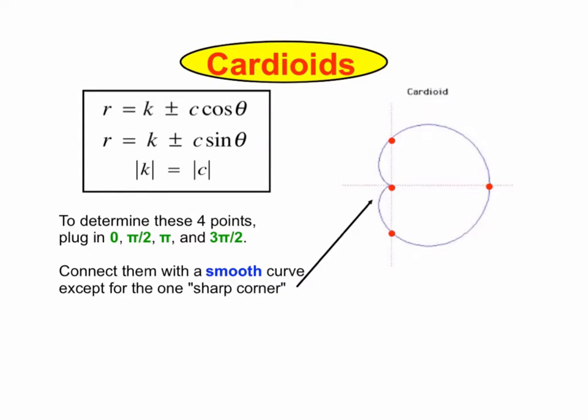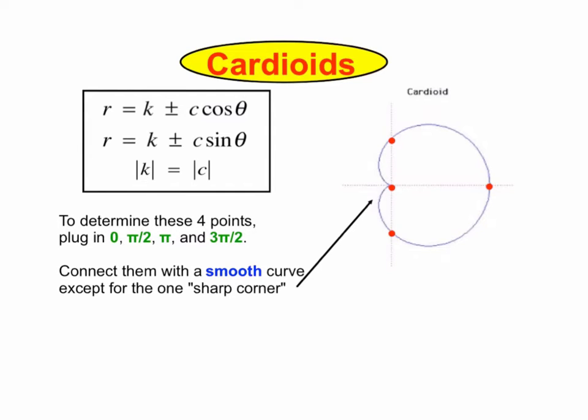Cardioids and limaçons both have the same equation. They both have k, then either a plus or a minus, never both, but either a plus or a minus, and then either c cosine theta or c sine theta. And so what makes a cardioid, specifically a cardioid, is the k number and the c number. If you take the absolute value, you get the same answer. So the number itself is the same, even if there's a plus or a minus difference. Whereas with a limaçon, you have two different values, and that changes the graph.